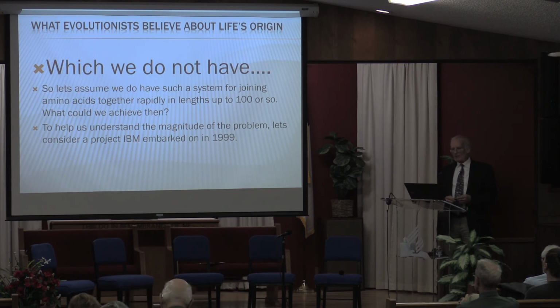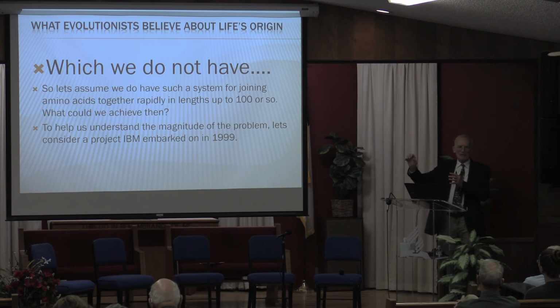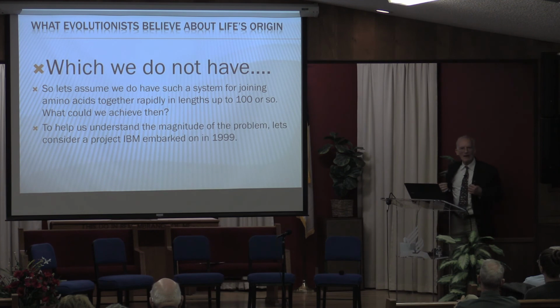So let's assume we do have such a system for joining amino acids together rapidly in lengths of, let's just say 100 amino acids. Let's make a protein 100 amino acids long. Can we predict from the amino acid sequence alone what the finished protein is going to look like? Because that's all that matters. The shape of the protein determines what it does. So if I could predict how this series of amino acids would look and how it would behave in the cell, I could be the master of the universe. I could make proteins that would do stuff.